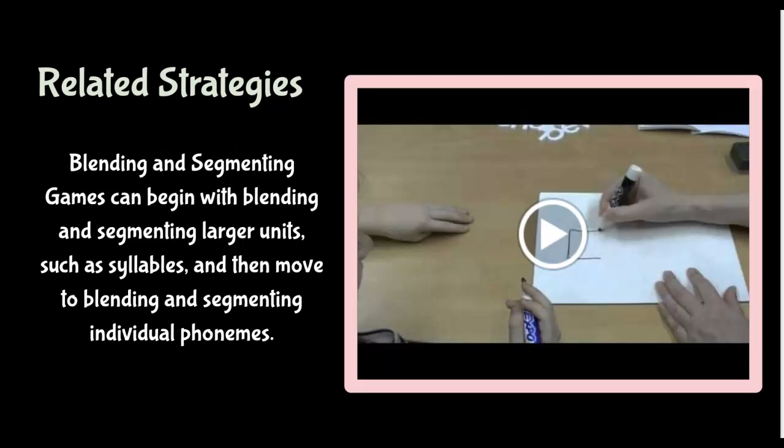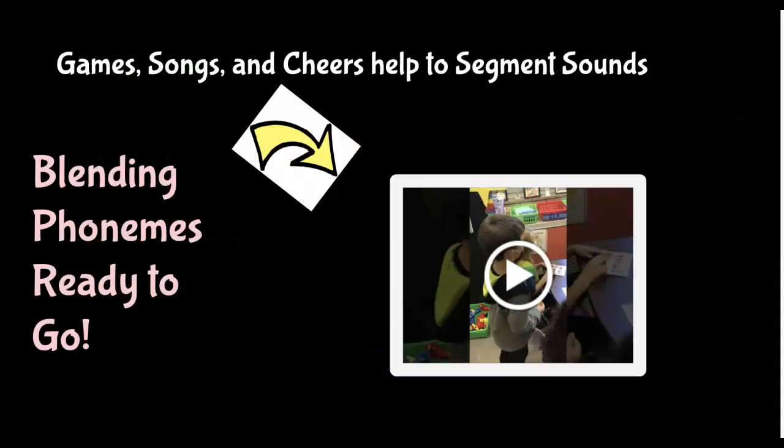When students understand that spoken words can be broken up into individual sounds or phonemes, and that letters can be used to represent these sounds, they have the insight that is necessary to read and write in an alphabetical language. Blending and segmenting activities and games can help students develop this awareness. Let's watch as a class plays one of my favorite blending and segmenting games.